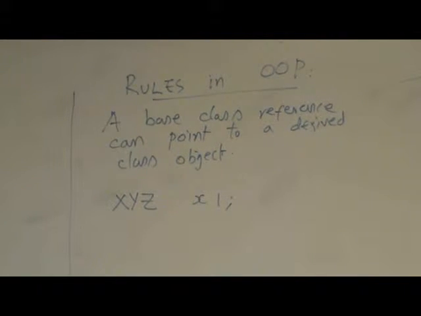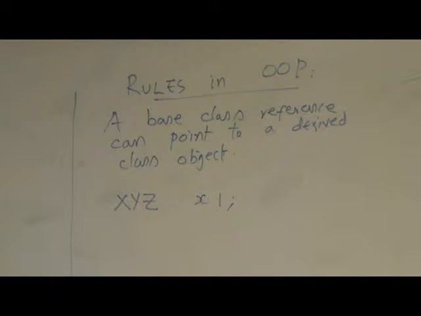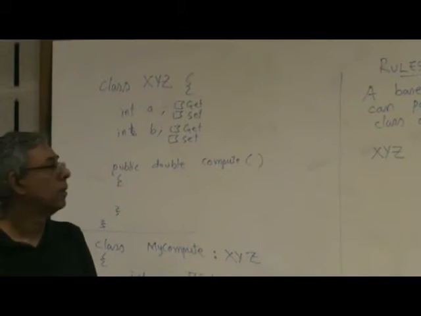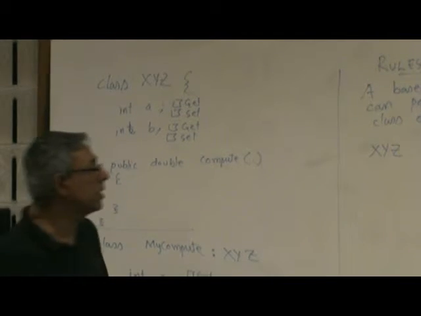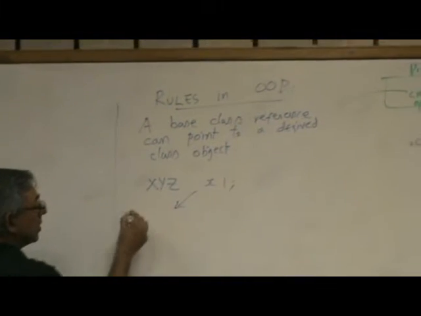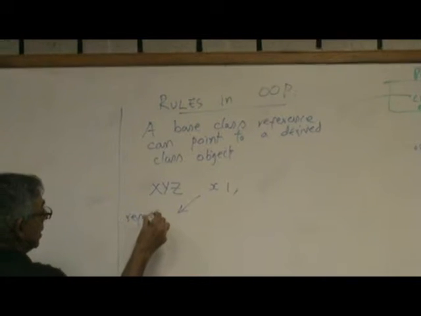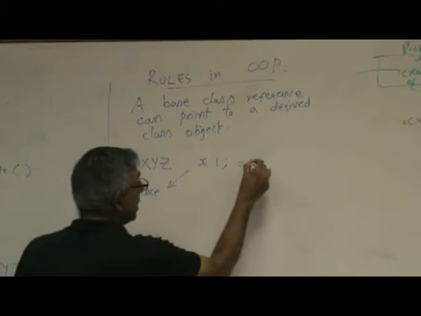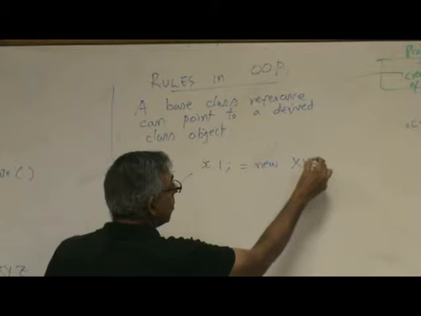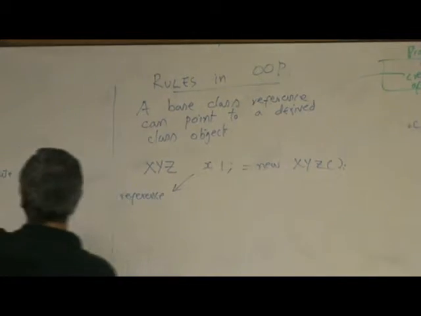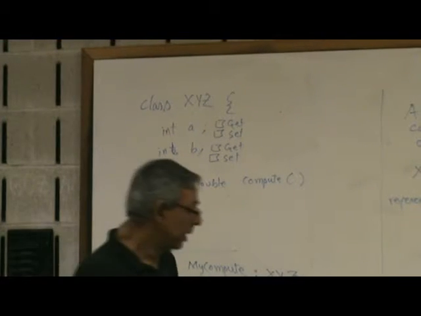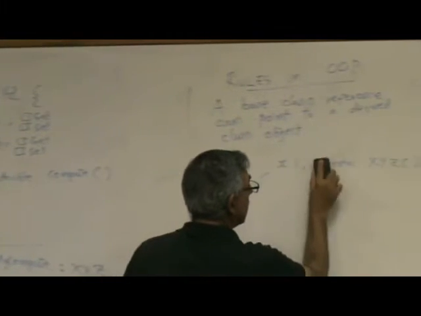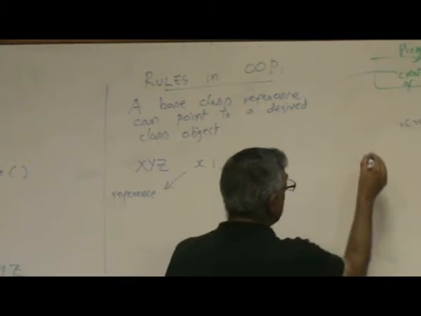Remember, all class objects in C# are created on the heap. So if I say XYZ X1, does it create the memory for storing A and B? No. It's just a pointer, and that's what we call a reference. Until I say new XYZ, only then the memory for storing A and B will be created.